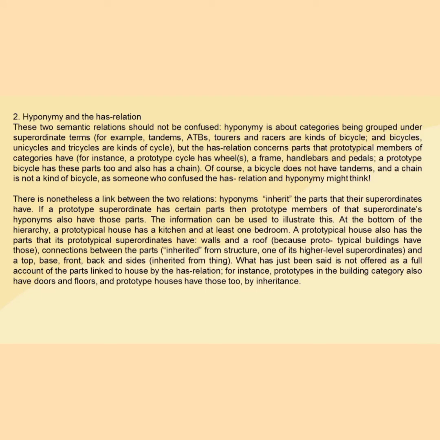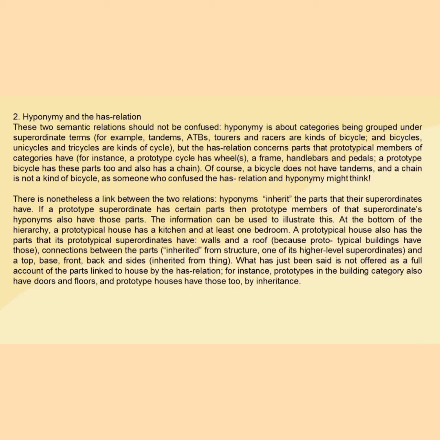Number 2. Hyponymy and the has relation. These two semantic relations should not be confused. Hyponymy is about categories being grouped under superordinate terms. For example, tandems, tourers, racers, and roadsters are kinds of bicycle, and bicycles, unicycles, and tricycles are kinds of cycle. But the has relation concerns parts that prototypical members of categories have.